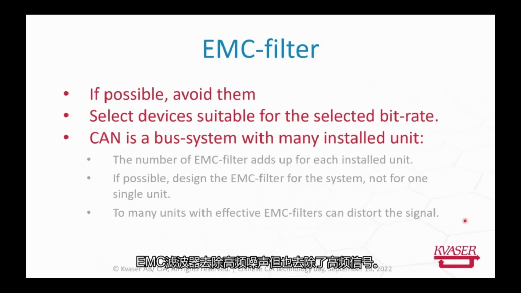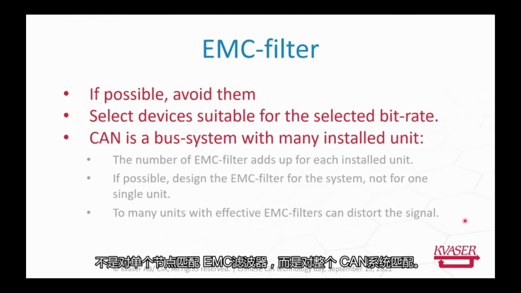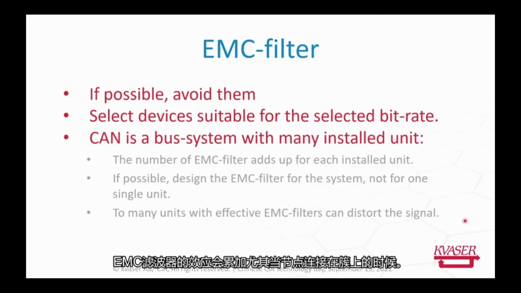EMC filters remove high frequency noise, but also high frequency signals. Make sure you need them. Use EMC filters that match your bitrate. Match the EMC filter to your CAN system, not to the single node. The effect of EMC filters adds up, especially if the nodes are placed in clusters.